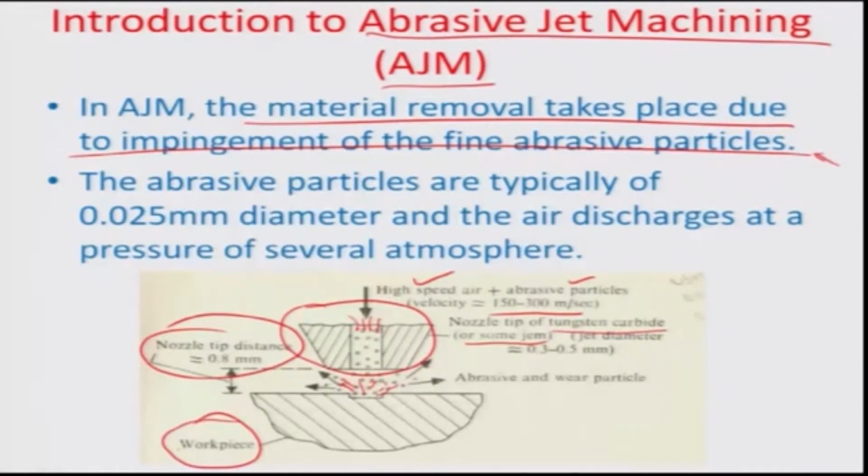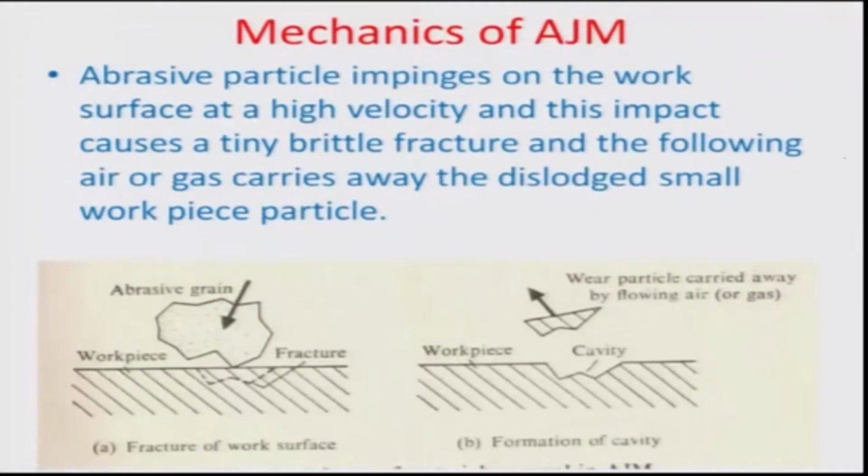Basically, the abrasive particles are typically about 25 microns in diameter, and they are forced by air discharges at a pressure of several atmospheres, which causes a brittle fracture. You can see here an abrasive grain coming and striking a workpiece at a certain velocity, and therefore a fracture is created in the workpiece, and the fractured particle is now moved by the flowing air out of this cavity. That is how the fracture of the work surface and the formation of the cavity comes out.